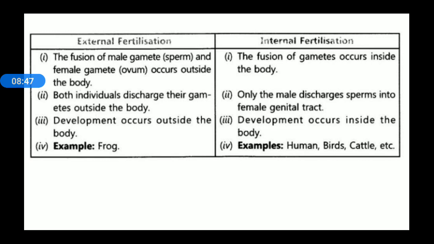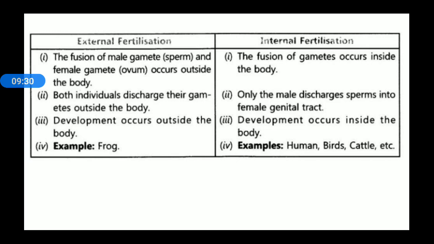Second point, gametes are discharged outside the body. Means the male will release the gamete outside and the female also releases the gamete outside, in water or in any external media. But in internal fertilization, male gametes are mainly discharged into the female tract. Next, where the development takes place. When external fertilization takes place, the development will occur outside the body. But in internal fertilization, all the development, means the formation of zygote and embryo, will take place inside the female body.